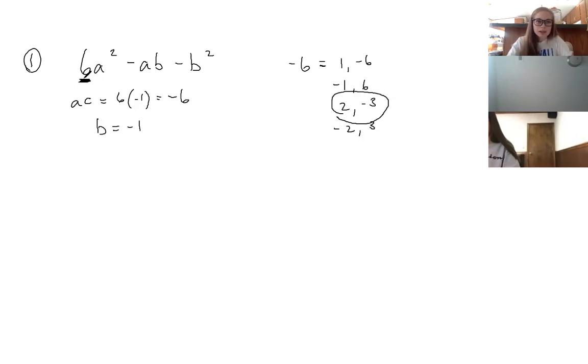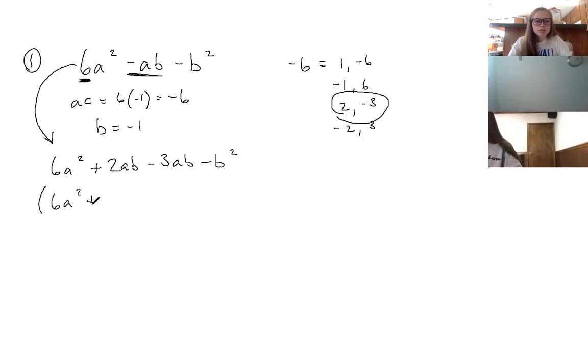Once I found that, I go back to the original problem and I split it up. So 6a squared, I split up that middle term. So I'm not going to write -ab anymore. I'm going to say plus 2ab minus 3ab, because 2 minus 3, that's still -1. We're not changing it, we're just rewriting it. Minus b squared. Now I'm going to separate. I'm going to split up the factors. Plus a -3ab minus b squared.